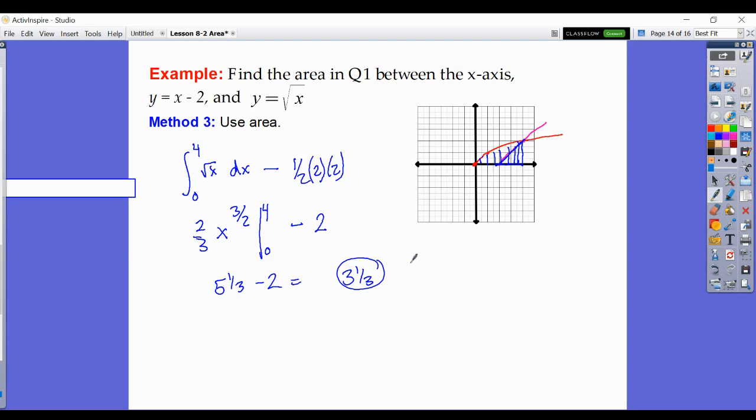You pick what works for your brain, but practice the integrating with respect to y. Sometimes that's the only way you can do it. Sometimes you have options like this problem.